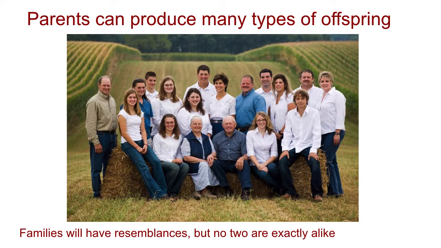So with that, we know that parents can produce many types of offspring and families are going to have specific resemblances, but no two are going to be exactly alike. So even identical twins are going to have differences, and those differences are going to be due to how genetics are passed on from parents to offspring.